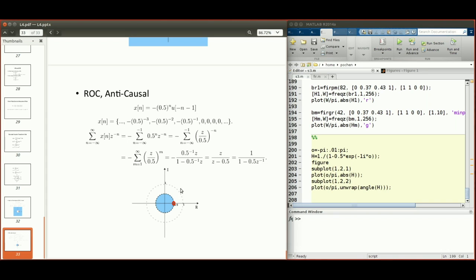Later on, we're going to look at the implications of it. It means that if you think of this signal as the impulse response of a filter or of a linear time invariant system, then this system is not going to be stable. It's unstable. It's not bounded input, bounded output anymore. So it's an unstable system.